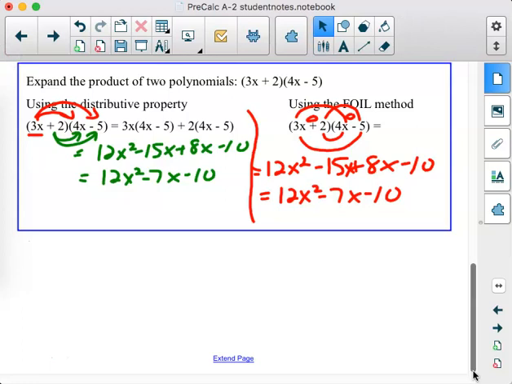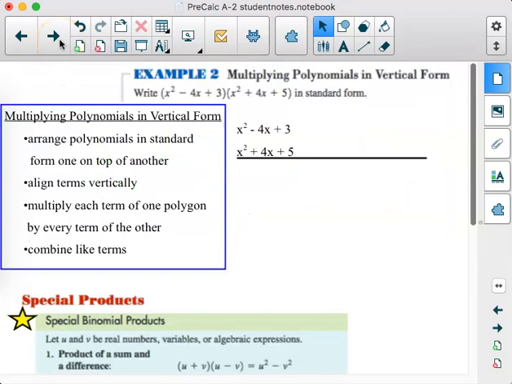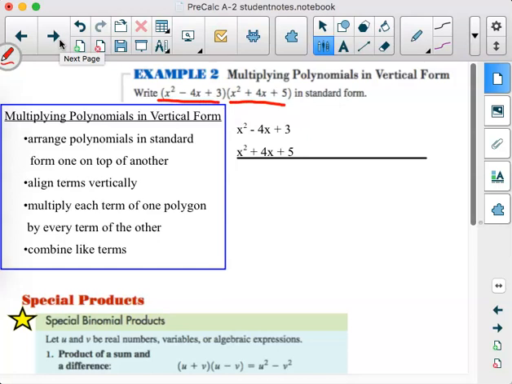The answer doesn't change. Then, example 2 says, here's a different way of looking at this. We have multiplying polynomials in a vertical form. And we're so used to seeing all of this in a horizontal form that it's probably more natural for us at this point. But this is another way: we could write the quantity x squared minus 4x plus 3 times the quantity x squared plus 4x plus 5, a trinomial times a trinomial, in this vertical form.